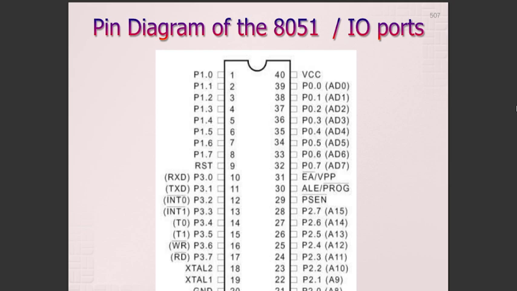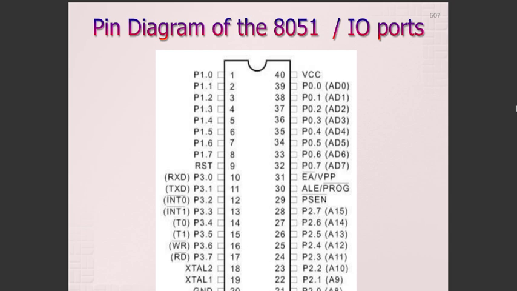Pins 10 to 17. These pins are known as port 3. This port serves some functions like interrupts, timer interrupt, timer input, control signals, serial communication signals, RD and TD, etc. Coming to the pin number 18 and 19. These pins are used for interfacing an external crystal to get the system clock. Pin number 20. This pin provides a power supply to the circuit.